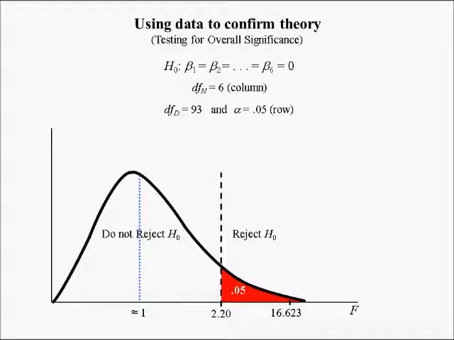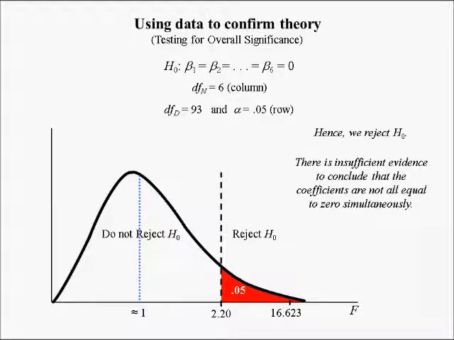Since the F statistic, 16.623, is greater than 2.20, it is in the reject the null region. There is sufficient evidence to conclude that the coefficients are not all equal to 0 simultaneously.